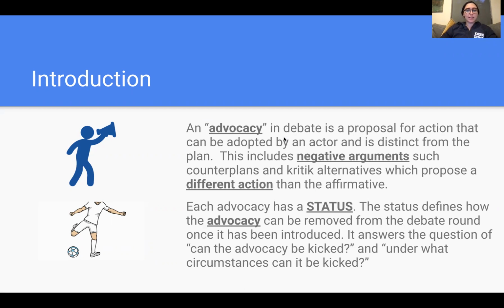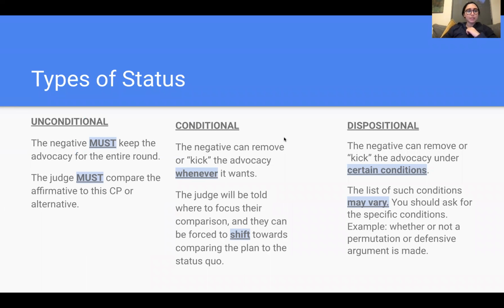Each advocacy then has a status, right? The status defines how the advocacy can be removed from the debate round once it has been introduced, right? So once it's been introduced by the 1NC, when can it stay in the debate? It answers thus the question of, can the advocacy be kicked, and under what circumstances can it be kicked? So there's three types of status.